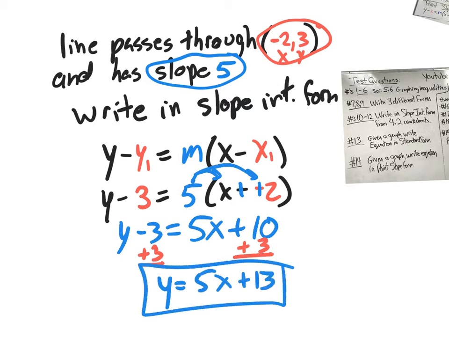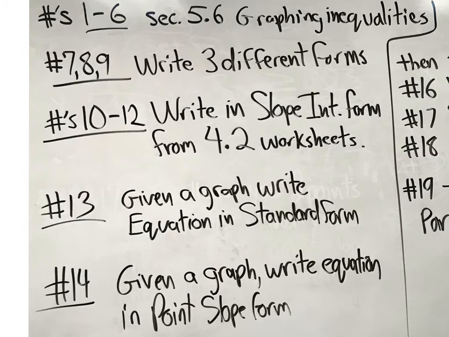This one will be on the test as well. Not this exact one. You guys gave me the numbers. We just made it up right now. But that's how you do it, okay? So that was questions 10, 11, and 12, writing equations in slope-intercept form. We just did those. Now look at number 13.